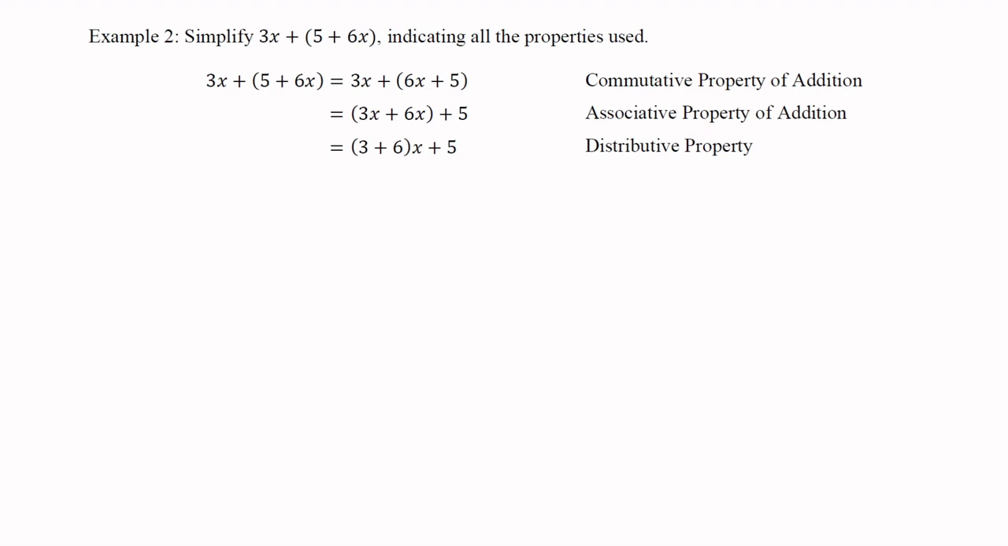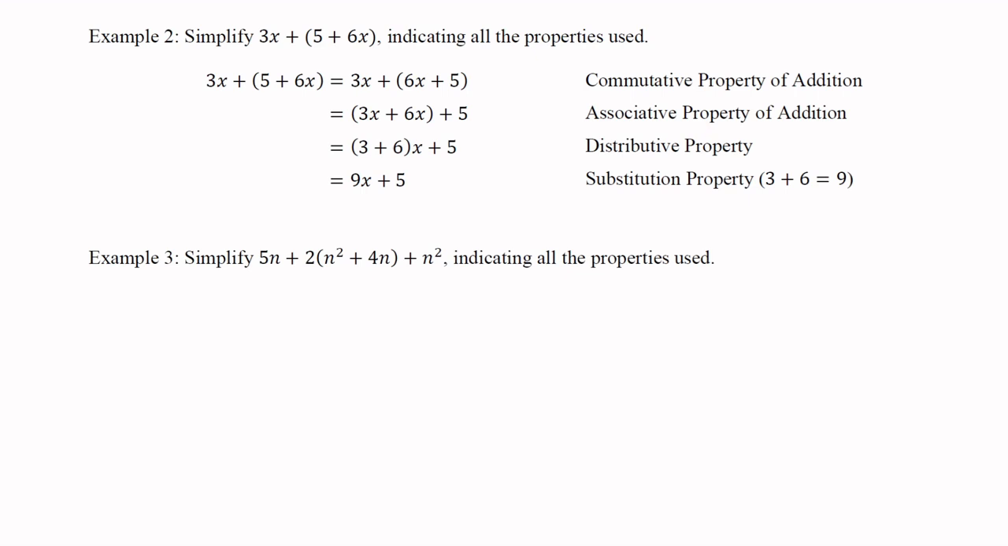And that gives us 3 plus 6 in our parentheses. And then we can substitute 3 plus 6 with 9. And that's as far as we can take it. 9x is a term and 5 is a term, but they are not like terms, so they can't be combined. So this is as far as we can simplify it.